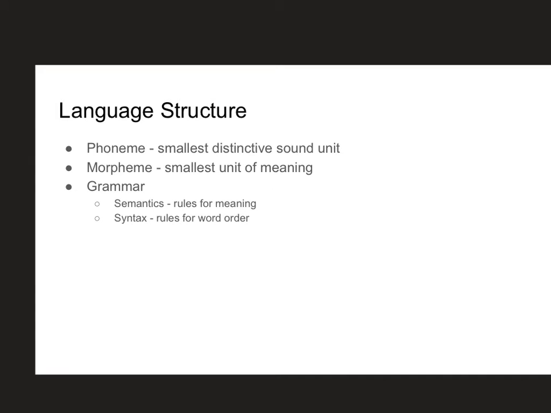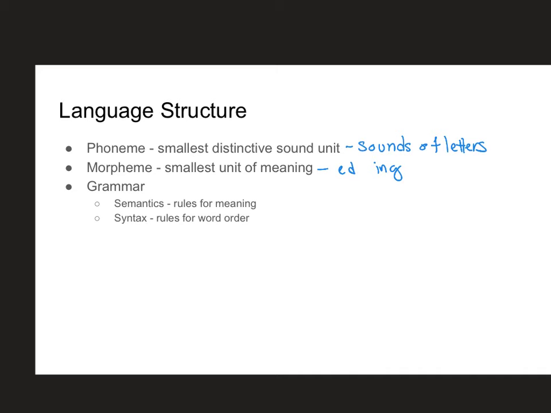So first we have to discuss a little bit about the basics of language. First is phoneme, the smallest distinct sound unit. So think things like vowel sounds or the sounds of your letters. The second is morpheme, the smallest unit of meaning. So think about things like ed or ing.